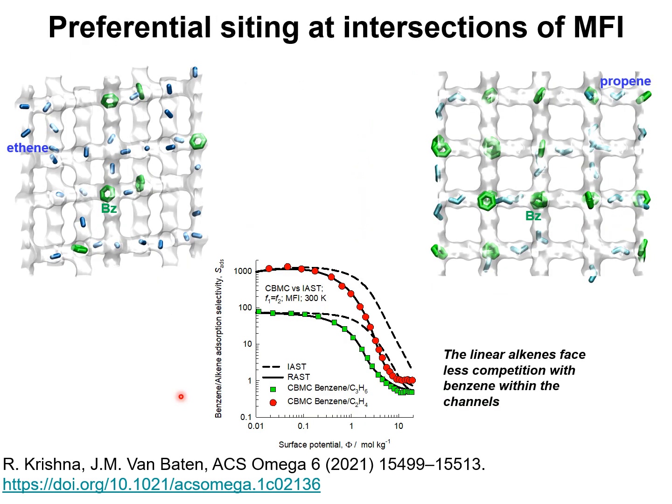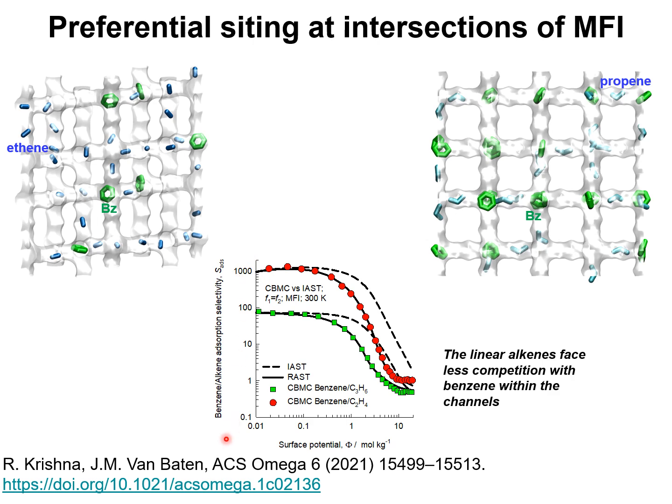The second scenario in which we have a non-uniform distribution of adsorbates within the pore landscape is when we have preferential siting of one of the gas molecules on certain locations. This is illustrated for mixtures of ethene and benzene in MFI zeolite, propene and benzene in MFI zeolite. The benzene guests prefer to locate at the channel intersections, whereas the linear ethene and propene molecules can locate anywhere within the pore space. Due to preferential locations of the benzene at the intersections, the competition faced by ethene and propene within the pore topology is lower than anticipated by the IAST.